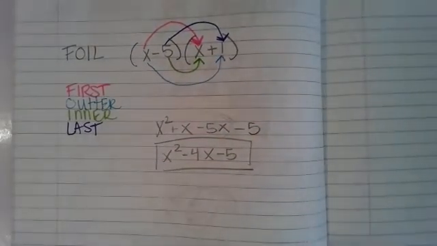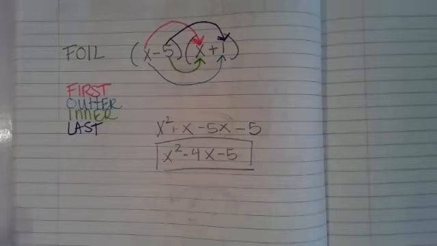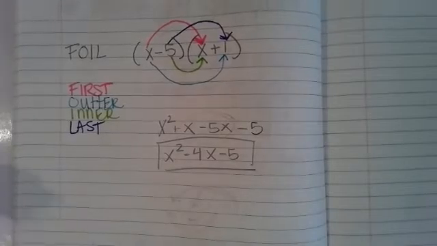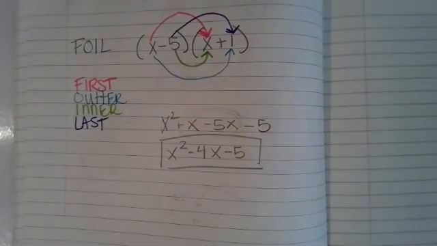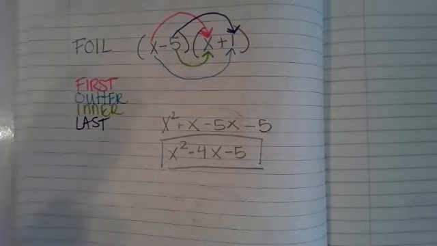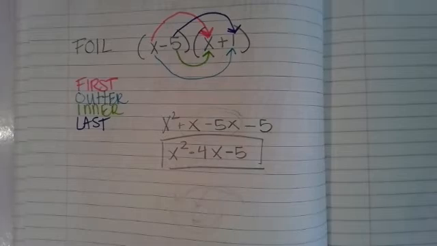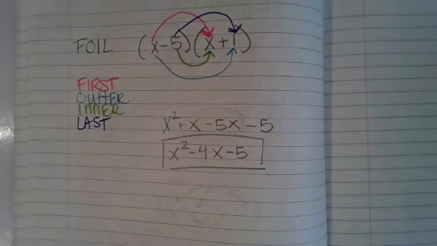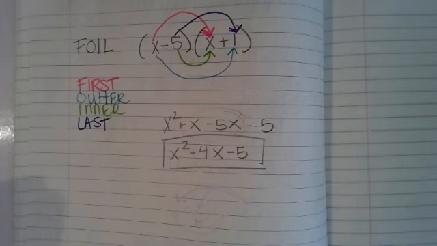Now, if you take a look at this, you can see that FOIL is the same thing as double distributive. You're doing the exact same thing, except again, FOIL provides you with an acronym in order for you to remember that you've multiplied everything you need to. Okay, but essentially FOIL and double distributive are the exact same methods.